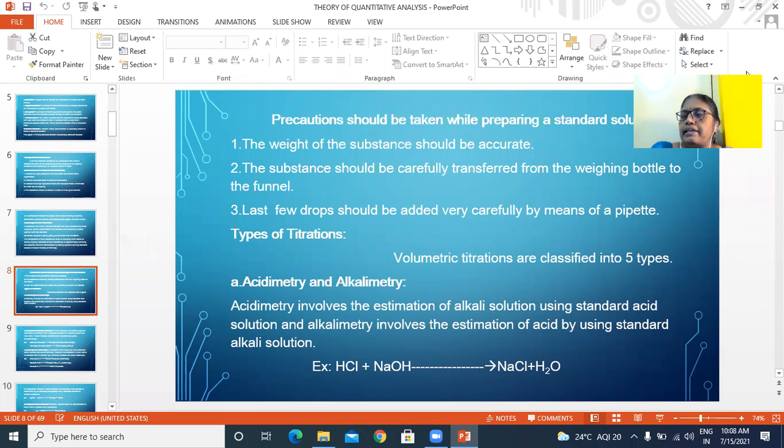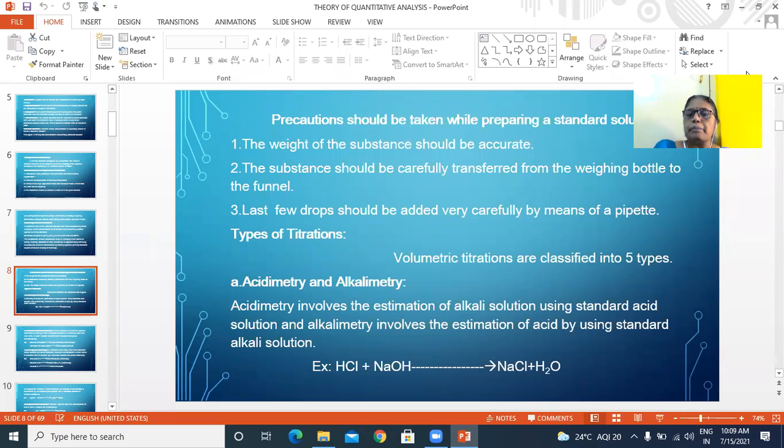To avoid such errors, we have to take some precautions when we prepare a standard solution. If you prepare the standard solution accurately, maintaining the precautions, then the concentration of the primary standard solution will be accurate. Once it is accurate, automatically we get an accurate concentration for the secondary solution, at least nearby. And from that we find the weight of the substance, which is also almost an equal value.